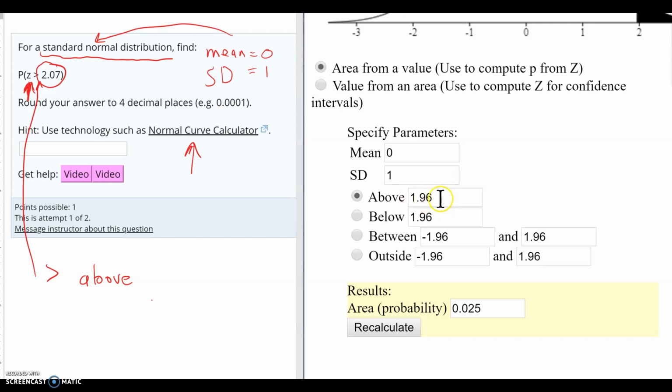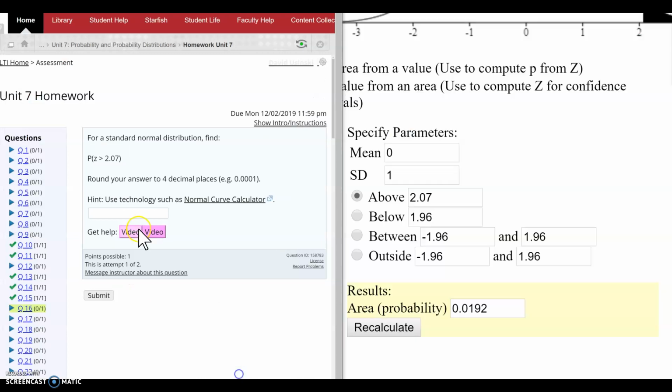So I'm going to type in my number right here, 2.07. And if you hit enter, I believe it calculates it, and it did. Or you can just click the button recalculate. It doesn't matter. I need these 4 decimal places right there to type into the homework. So 0.0192. Let's go back to the homework. 0.0192 and submit.